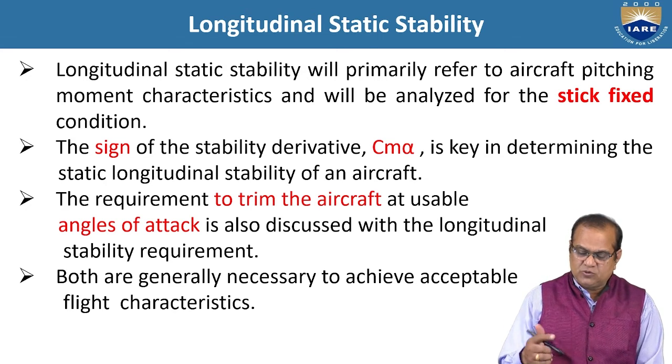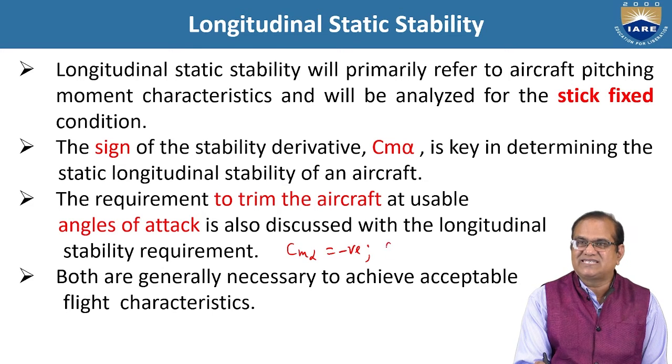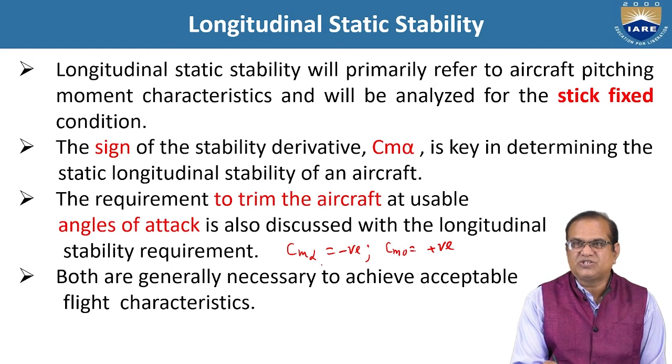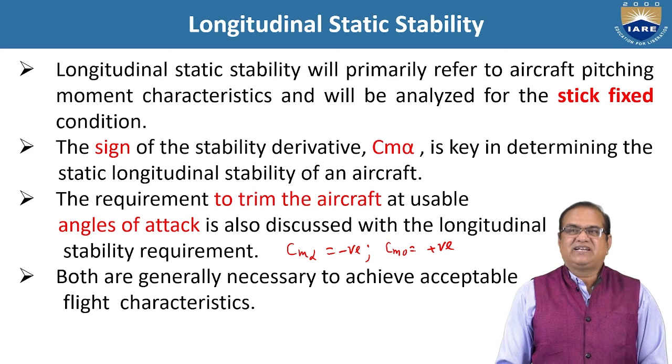So what are the two things? The first thing is Cm alpha, it should be negative. The second is Cm naught, it should be positive. These two parameters we have to make sure are meeting this requirement.